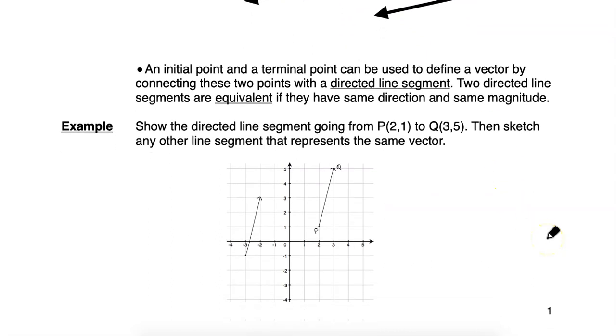In the first example, we are asked to draw the directed line segment going from P to Q. It's done here, and then to draw another line segment representing the same vector, and the student Nick O chose to draw it here, but there's infinitely many other options. As long as you do 1 to the right and 4 up, it'll be the same vector. It doesn't have to start on the grid either, of course.